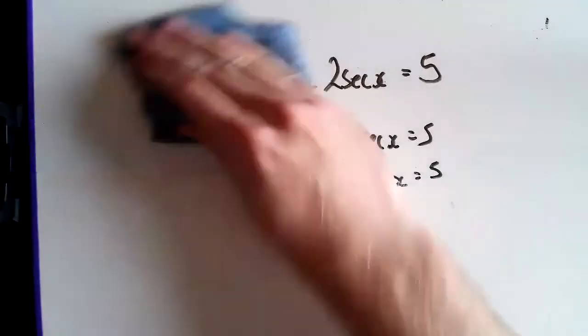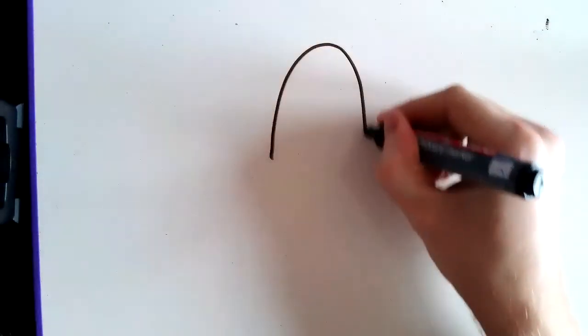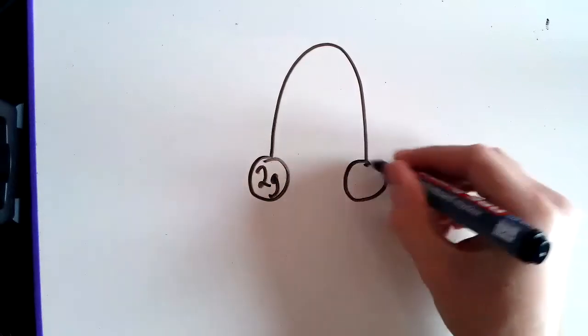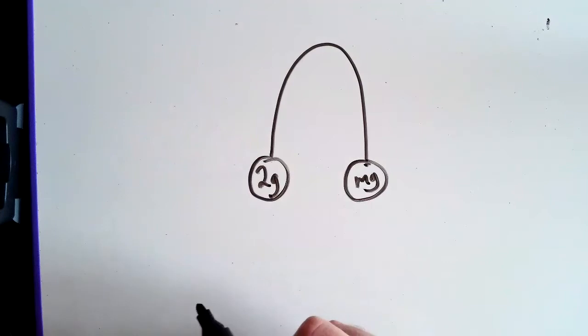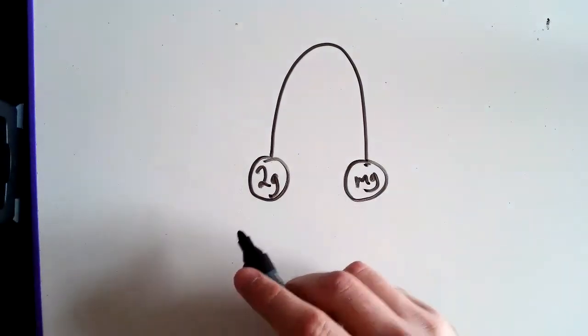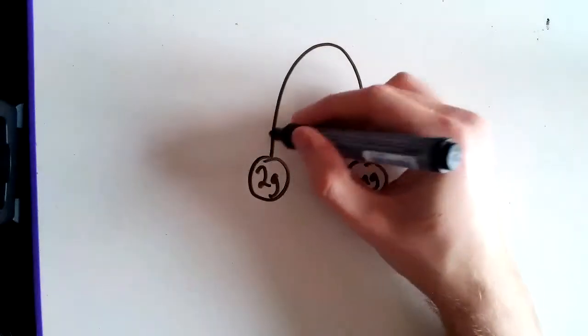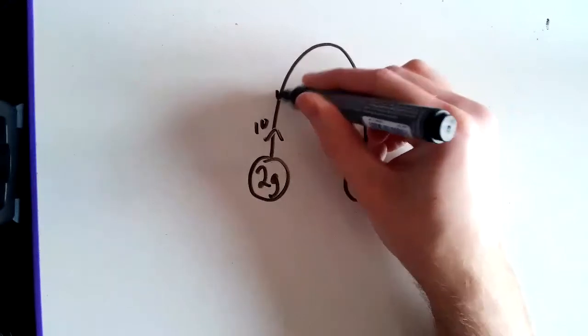And the last one, back to some pulleys. We've got two particles, mass 2 kilograms and m kilograms. And it says that m is less than 2, so that means this one's heavier. Attached by a light inextensible string and hang over a smooth pulley. Given that the tension is 10, so the tension's 10 on both sides.